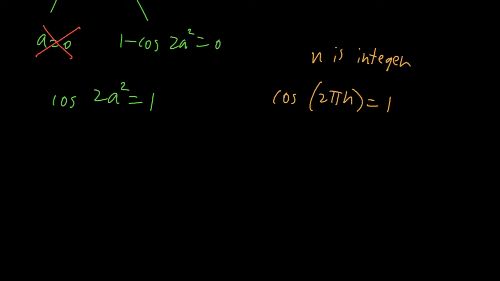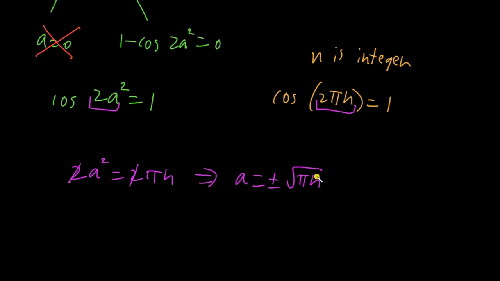Since cosine of 2a squared is equal to 1 and cosine of 2 pi n is equal to 1, I can set these equal to each other and say 2a squared equals 2 pi n. Canceling the 2's and simplifying gets me a is equal to plus or minus the square root of pi n. But remember, and I'll write it again here, a is a positive number less than 3.